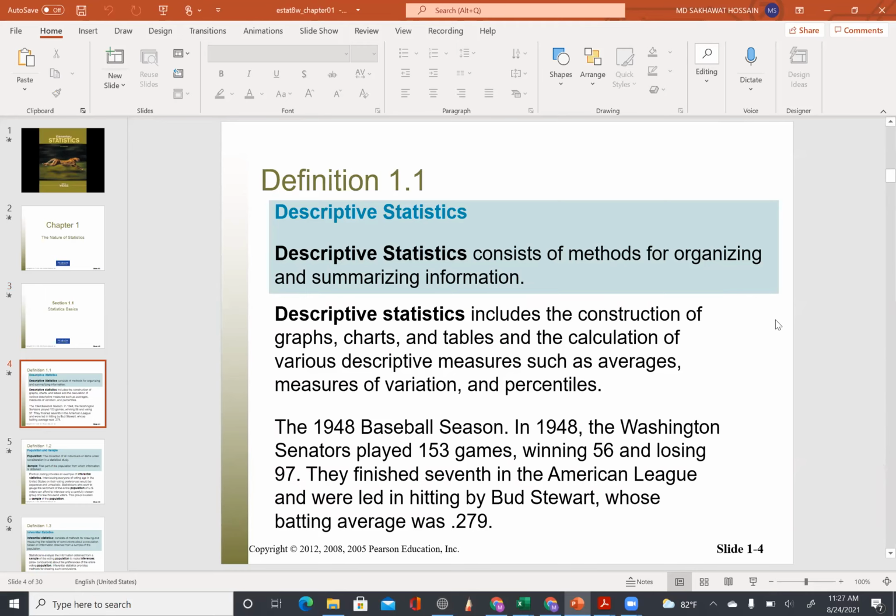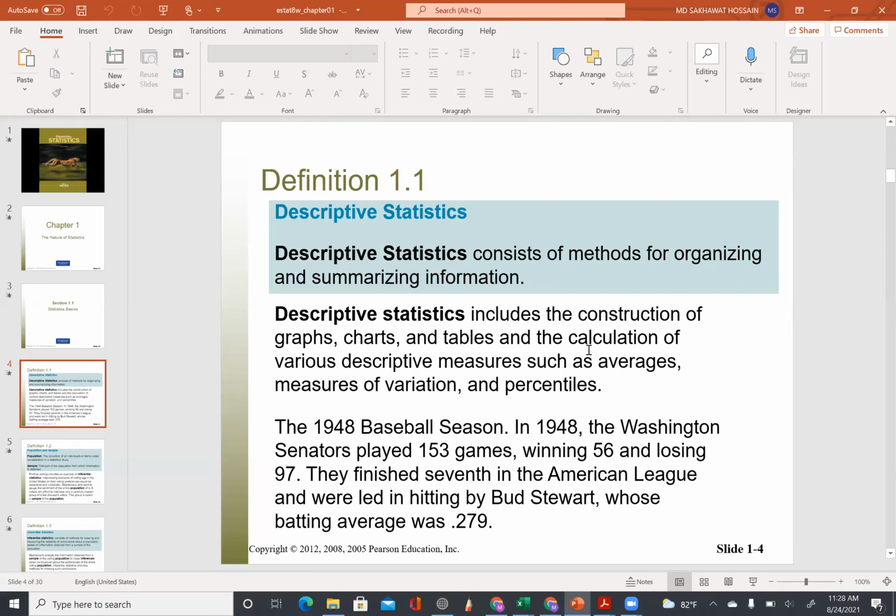So what is actually statistics? In statistics, we collect data, then we gather information and organize the data, we summarize the information, and then we interpret the information. So that's statistics. So what is descriptive statistics? These are methods for organizing and summarizing information.